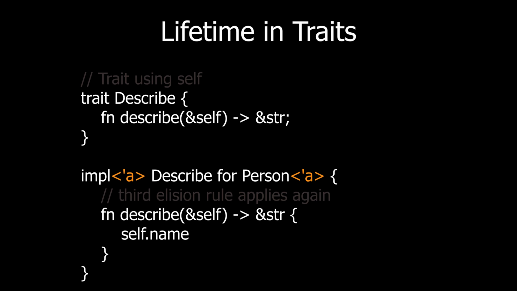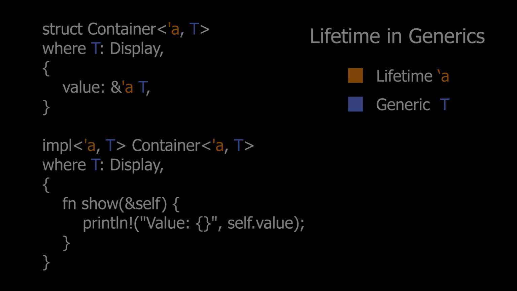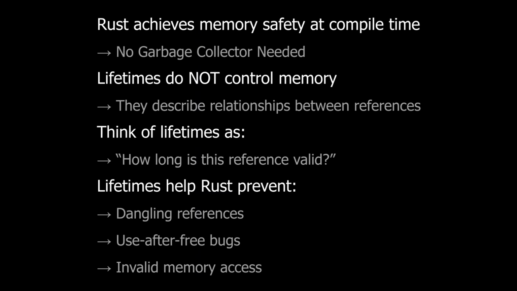Lifetimes and generics can also work together. Here we are defining both and using them as intended. Here both are compile time parameters. Lifetime is the major reason why Rust is able to achieve compile time memory safety without a garbage collector. Lifetimes do not control the memory duration, they just describe the relationships.